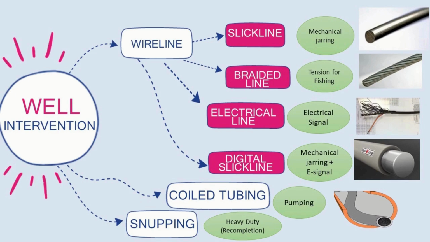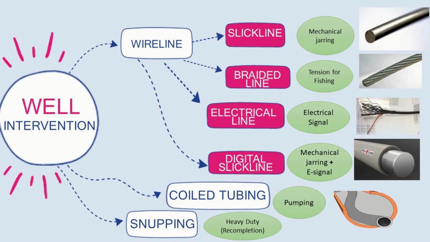Braided line. This is a cable made of multiple twisted strands, which makes it stronger and more resistant to rotation. Its main use is for operations that require significant pulling force or tension, like fishing for lost equipment downhole. Electrical line, or E-line. This is where things get advanced. E-line has electrical conductors inside the cable. This allows us to transmit electrical signals and power from the surface to the downhole tool. This is essential for sophisticated electronic logging and perforating tools, giving us real-time data.